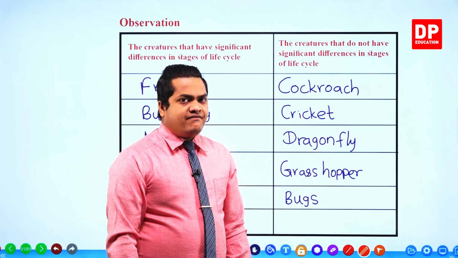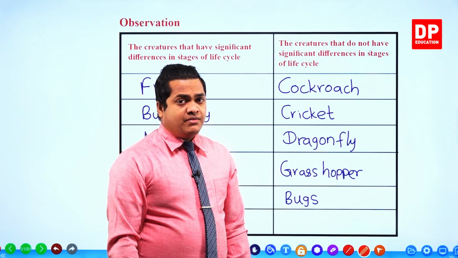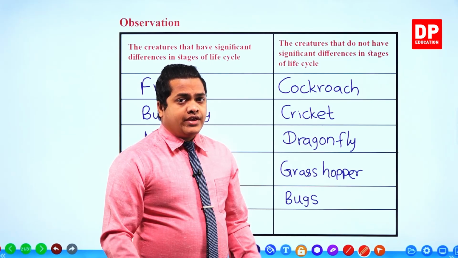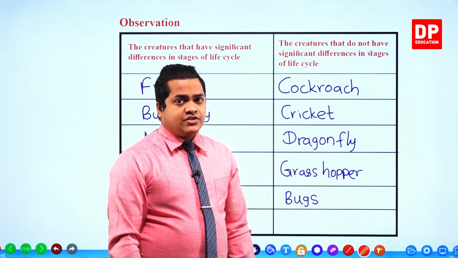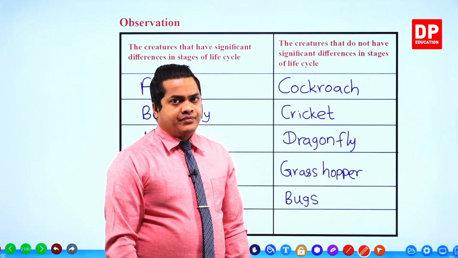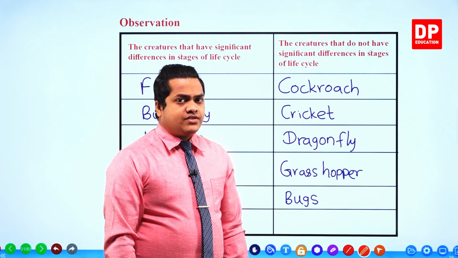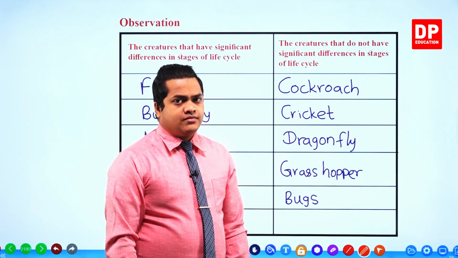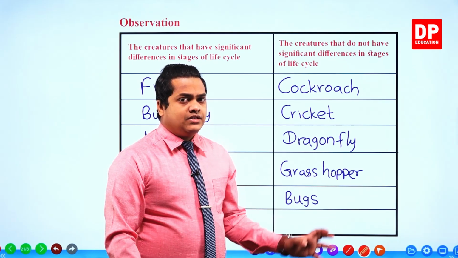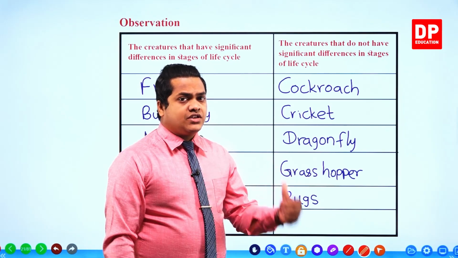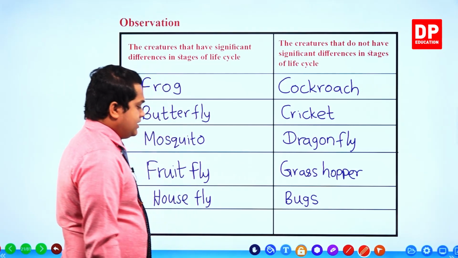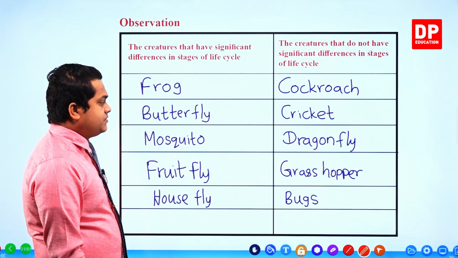However, most of the amphibians have several stages with different morphological features within their life cycle. Most of the terrestrial insects do not have these kinds of dramatic changes within the stages of their life cycles. So these are the organisms, my dear children.